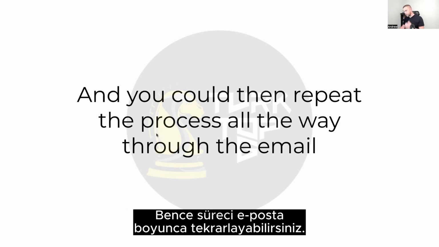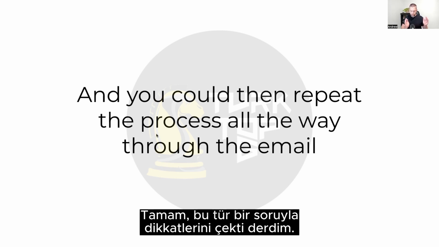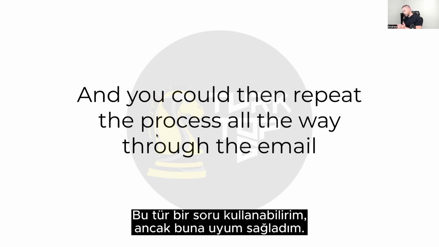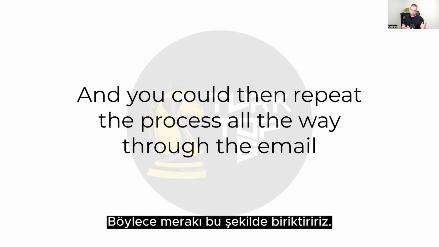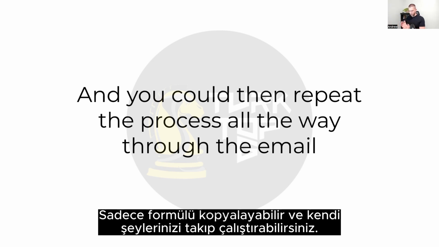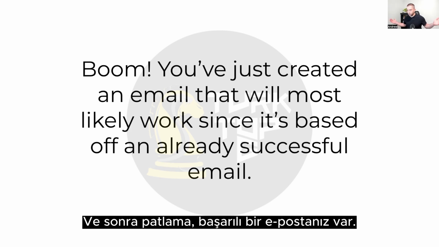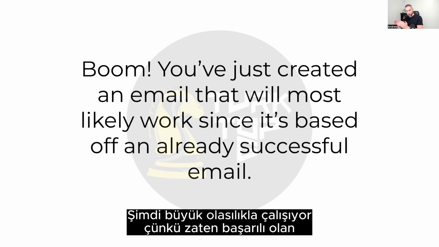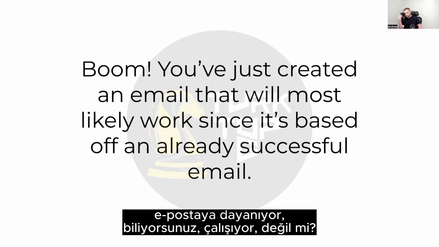I think you can repeat the process all the way through the email. I'd be like, okay, he caught their attention with this type of question. I can use that type of question, but I adapt it for this. Oh, he stacked the curiosity this way. I'll stack the curiosity that way. Oh, he did a CTA like this. I'll do the CTA like that, but I'll change it up for my stuff. You can just copy the formula and plug and play your own stuff. And then boom, you've got an email that most likely works because it's based on an already successful email that is working, right?